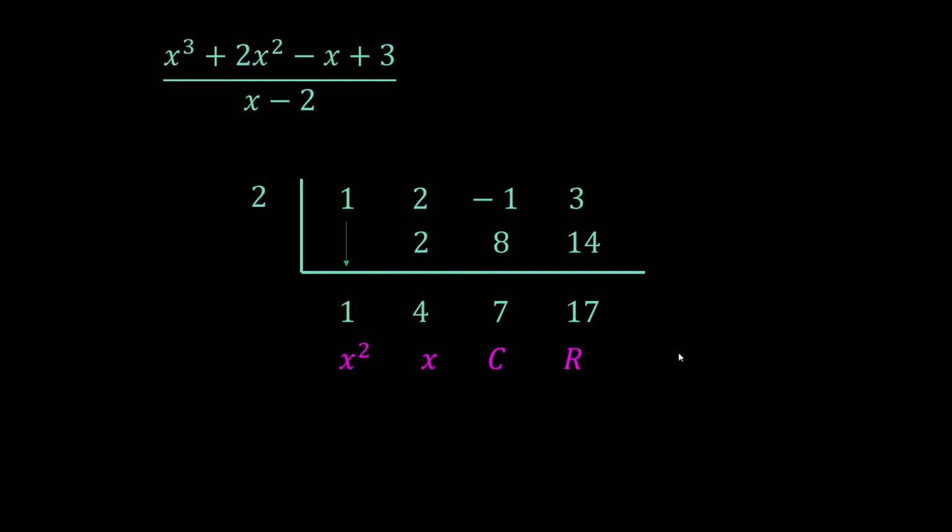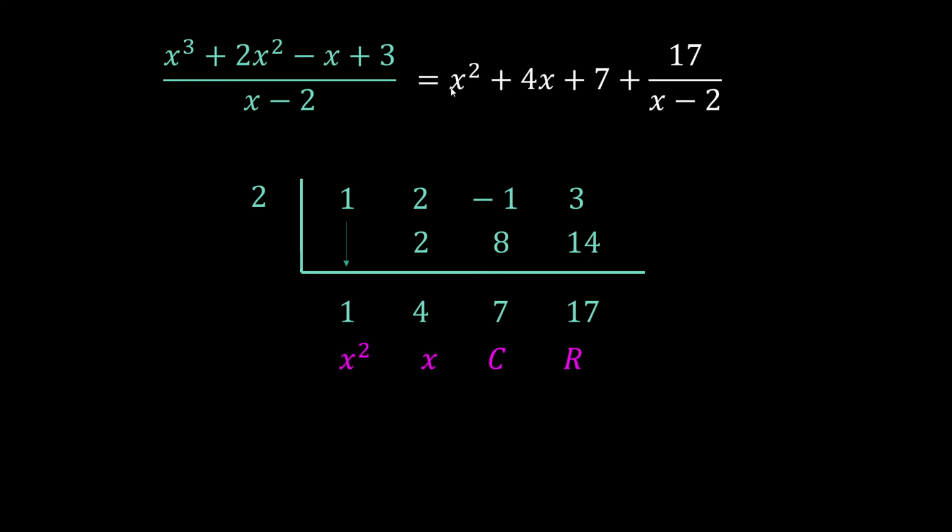So now I've got this, I would write my answer. This polynomial divided by this would be x squared. So I go 1x squared plus 4x plus 7. That's my constant. And then I've got the remainder. So I've got a remainder of 17. And our remainder we divide by our little divisor here, so x take 2. So that's the answer to this, using synthetic division.